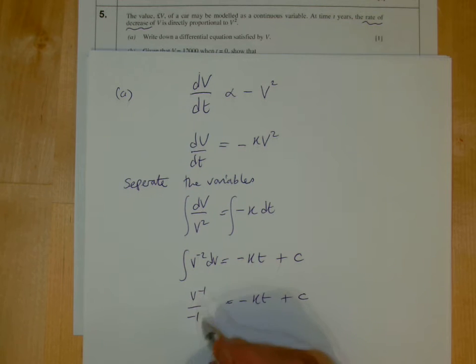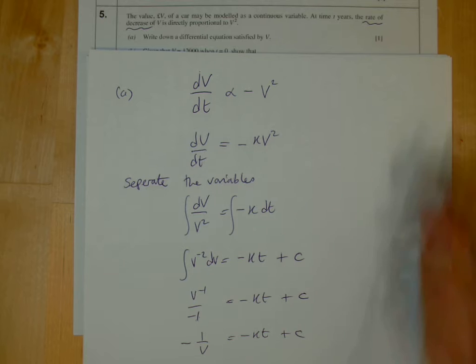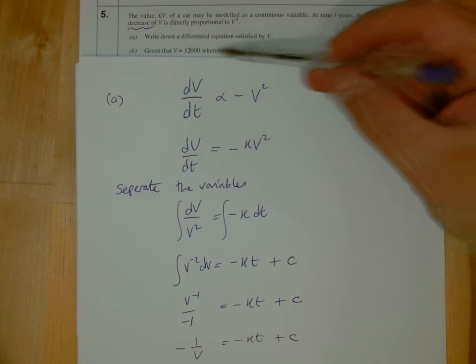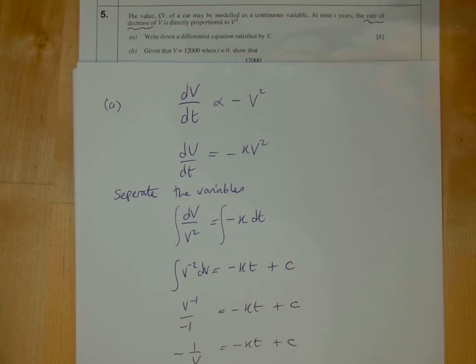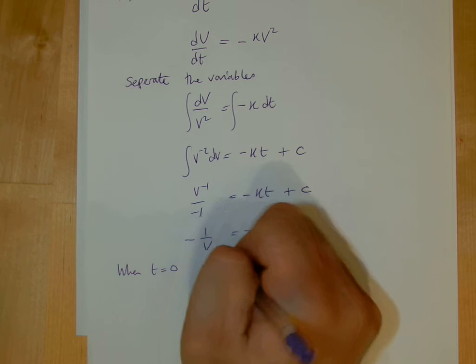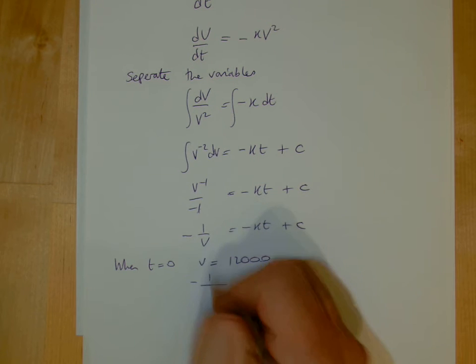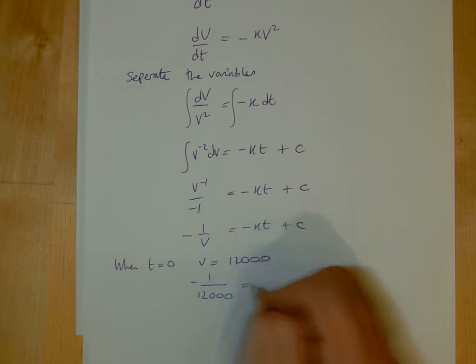I could rewrite that as, I could take the v to the minus 1 down and put the minus in front, so that'll be minus 1 over v. Yeah, we're happy with that. Just bring that down, positive power 1, put the minus in front, equals minus kt plus c. So we leave it like that for a minute. But if we look at the conditions, it says, given that v equals 12,000 when t equals 0, so we'll use that to work out our constant. So when t equals 0, v is equal to 12,000, so we'll chuck it in. So minus 1 over 12,000 equals kt plus c.